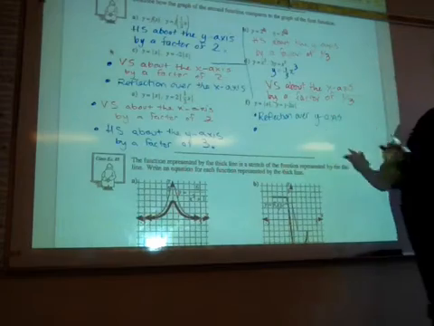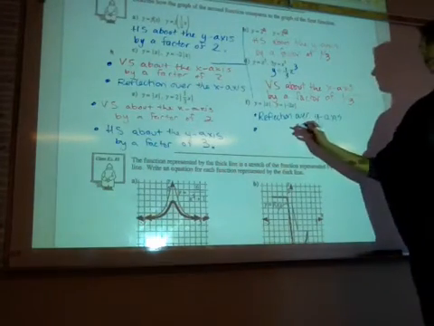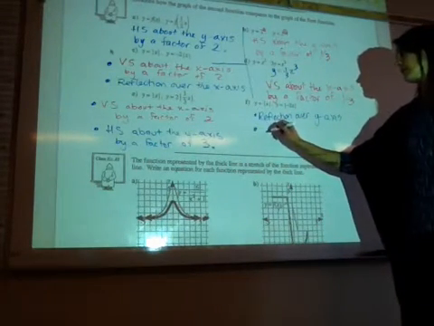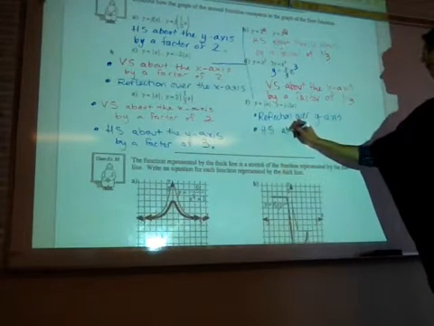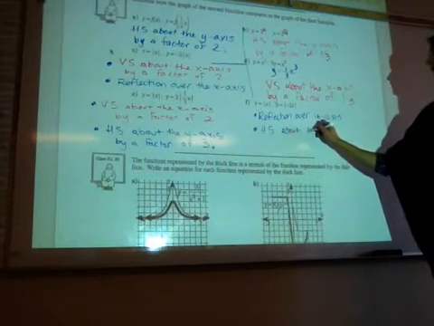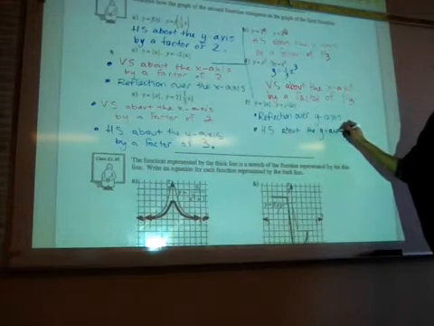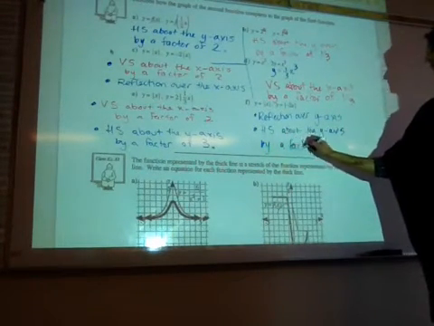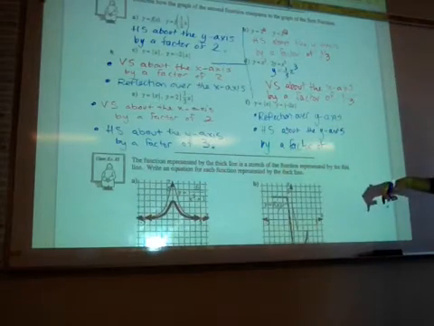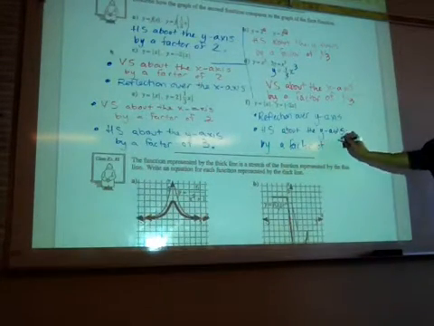Okay, and again, it's inside the function, so x is being replaced with -2x. That's telling us we have a horizontal stretch about the y-axis by a factor of 1/2.